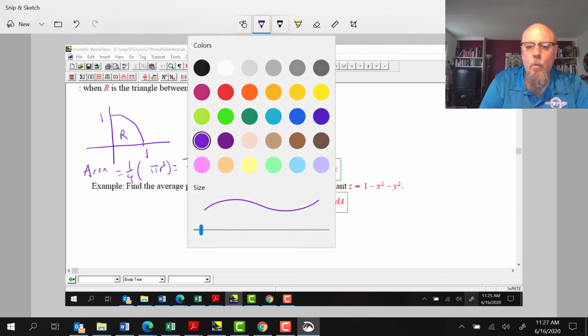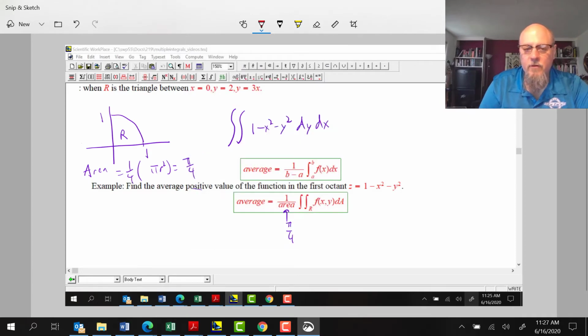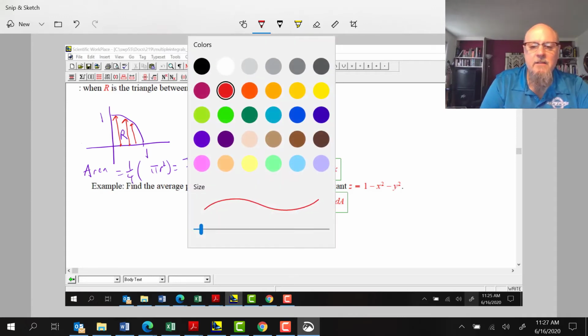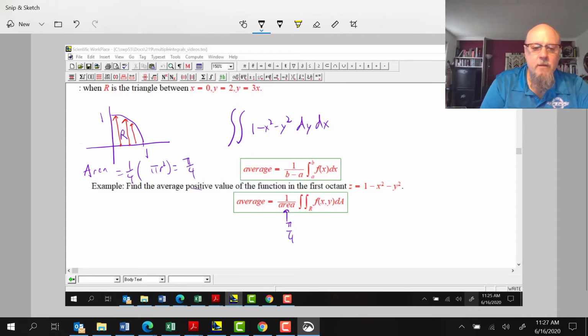Now if I'm doing y first, so I'm in the vertical. At here the y's are going to start on the curve, y equals 0, and end on that curve. So I need to write this. That's the curve x squared plus y squared is equal to 1.